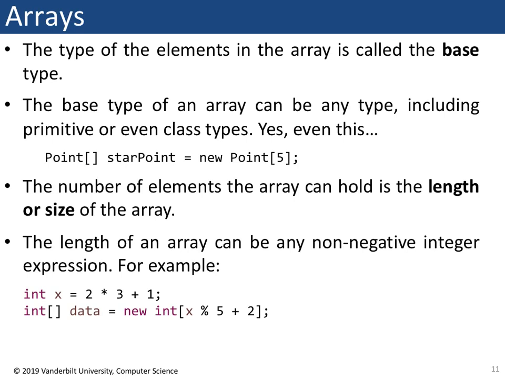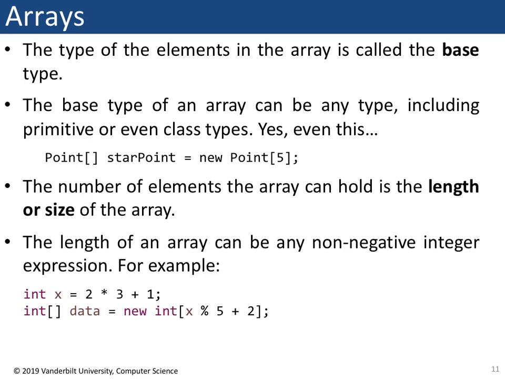You want a variable in which to store the location of an array of point objects. And then we give that variable a name called starPoint, and we assign it a new array object where each element in the array is an object of type point. And there are 5 of those. So 5 elements in this array of type point.